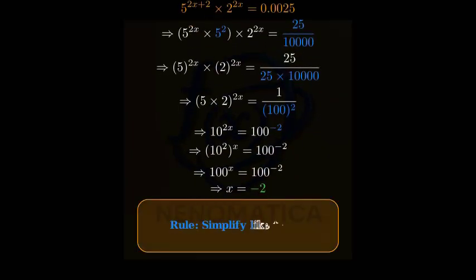Let's review the key rule we applied in this solution. When an exponential equation has the same base on both sides, the exponents must be equal. This property of exponentials is essential for solving this type of equation.